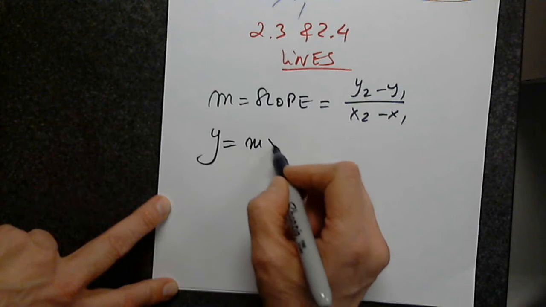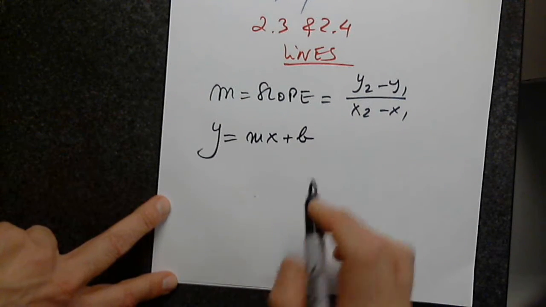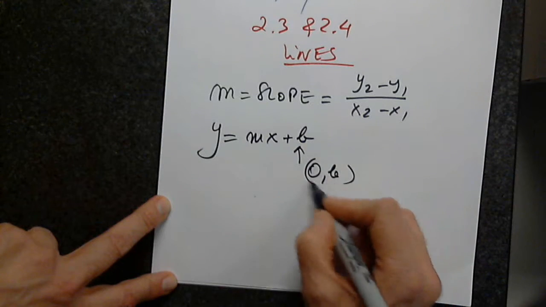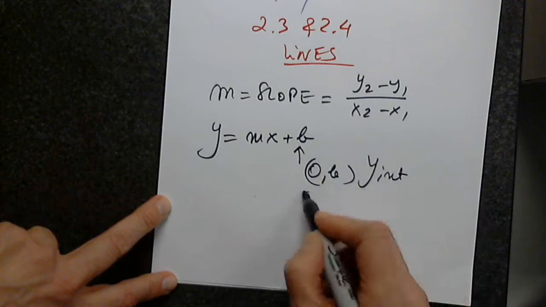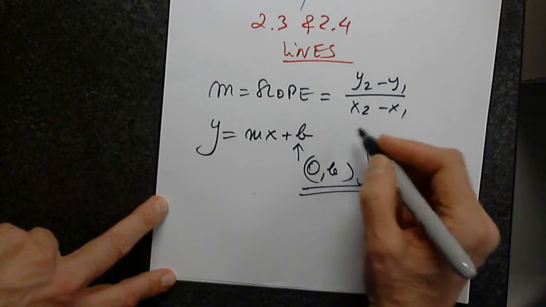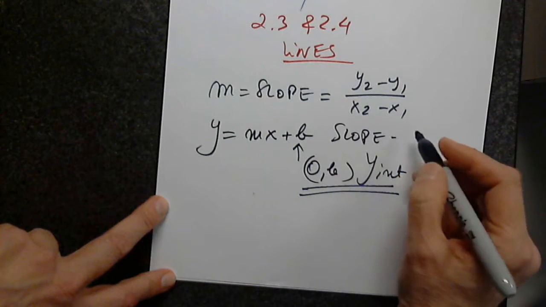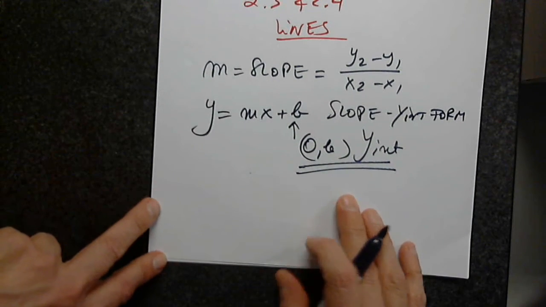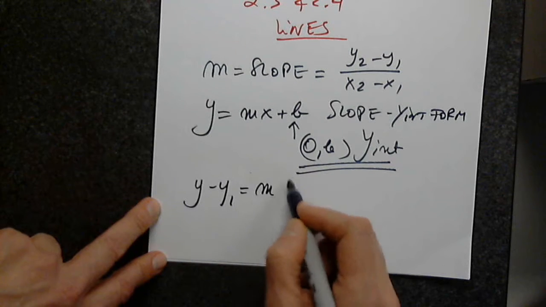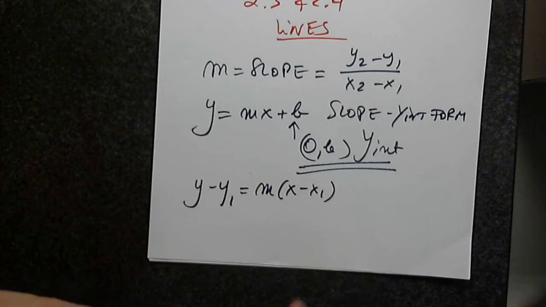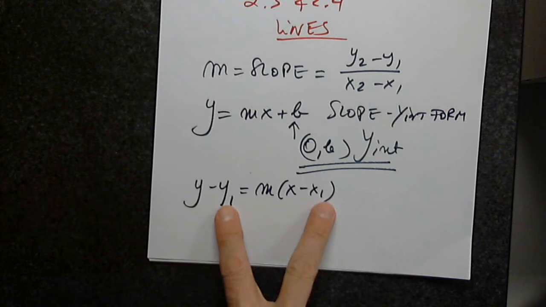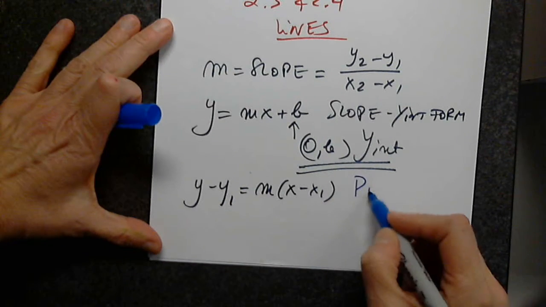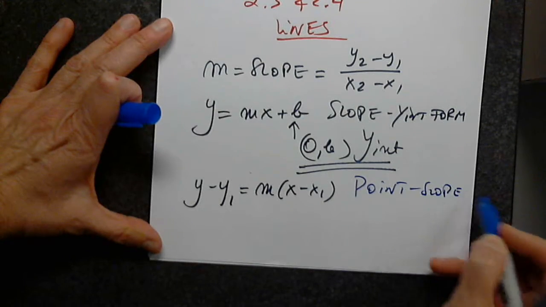We have y equals mx plus b, where b, remember, is 0 comma b to be exact, which is the y-intercept. And this is slope-intercept form. I like to call it y-intercept form because that's what it is. Then we have y minus y1 equals the slope times x minus x1. Does anyone remember the name of this one? Point slope, very good. Point slope form.